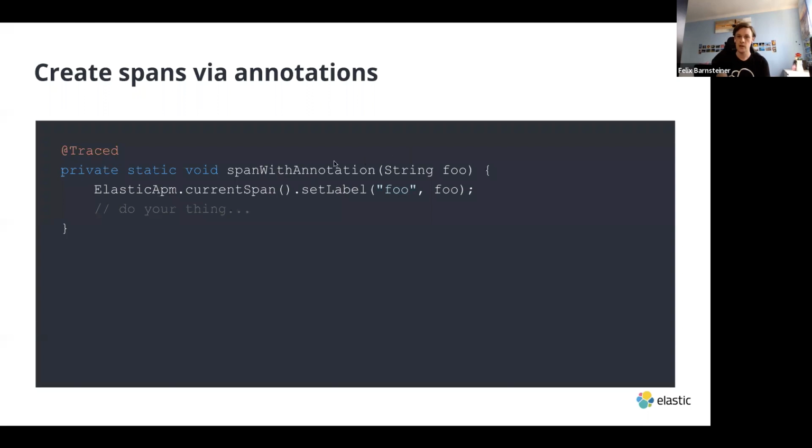And then you're still able to get a hold of the span which is created by this by just calling current span. And then you can customize the span. You can set custom labels, maybe based on the method parameters even, or you can set a custom name, for example, or a different timestamp or whatever.